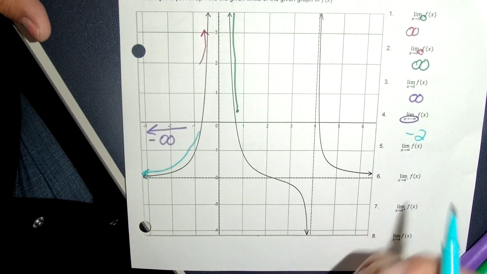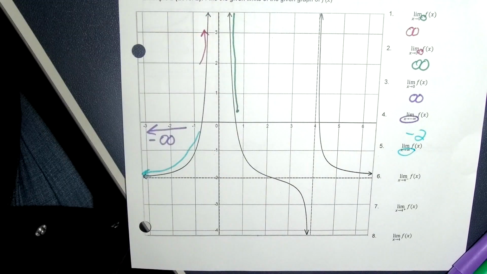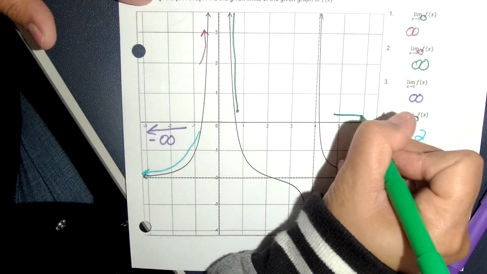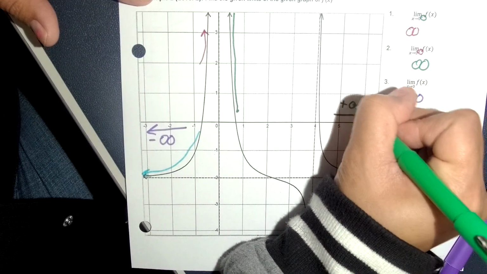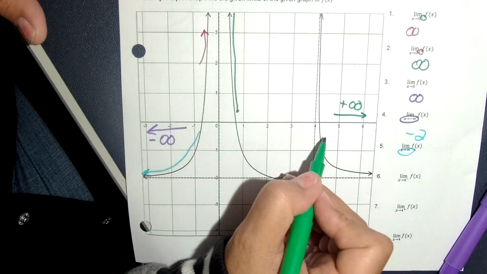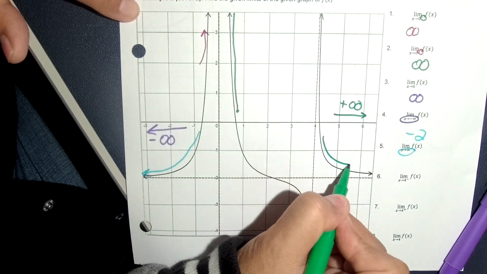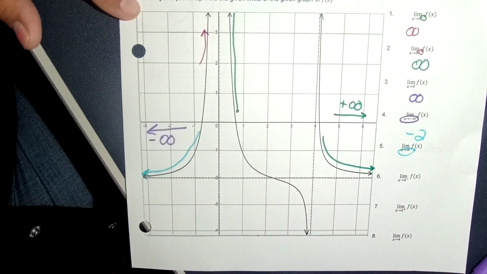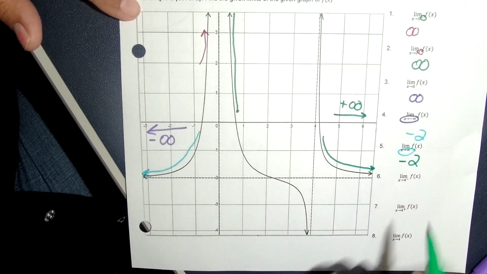All right. Where is positive infinity then for the x's? To the right. So this is where positive infinity is. So I need to follow my graph to the right. Where is this going? Also -2. Okay?